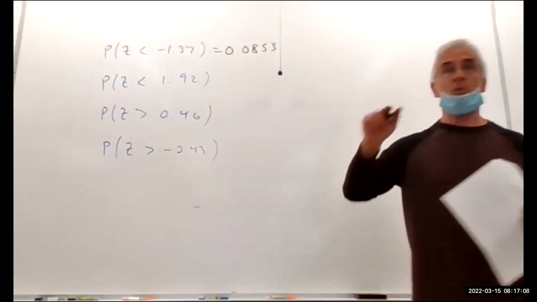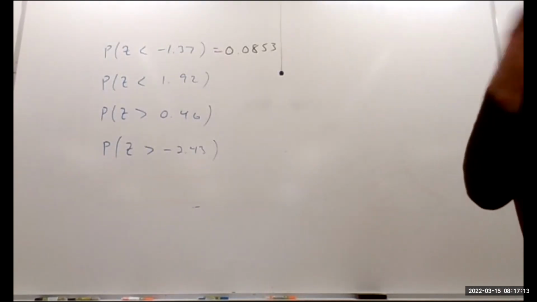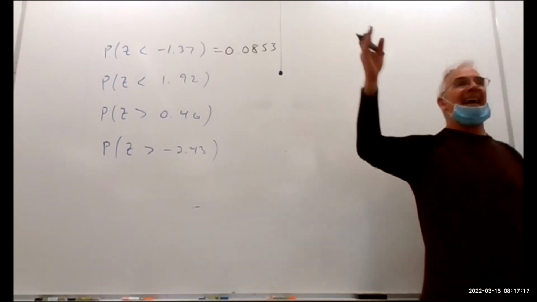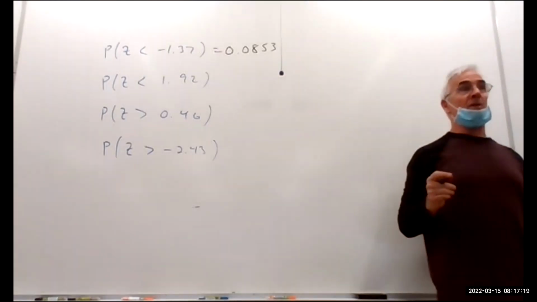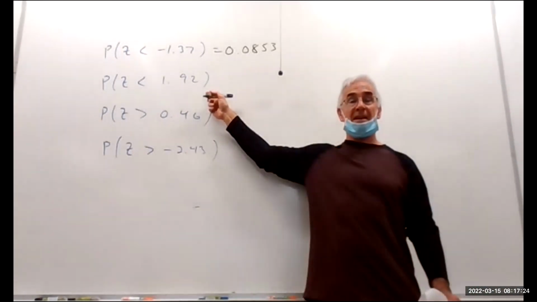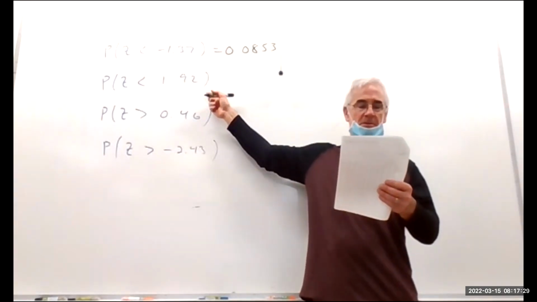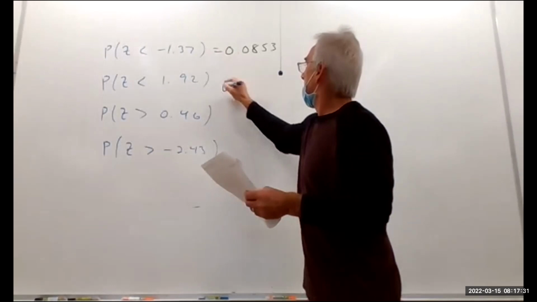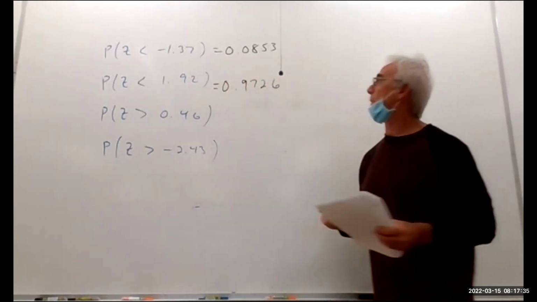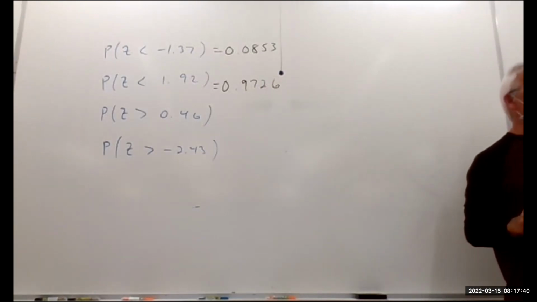1.92. The probability, by the way, the Z-score does not equal the probability. The Z-score is how many standard deviations above or below the mean. The probability is the area in that picture. So what's the probability that a Z-score is smaller than 1.92 is equivalent to the area? And in this case, it should be most of it. So does anybody have a number? 0.9726. That means you're pretty far above average if you're 1.92.